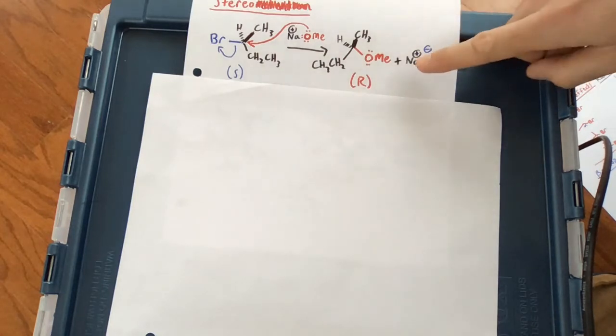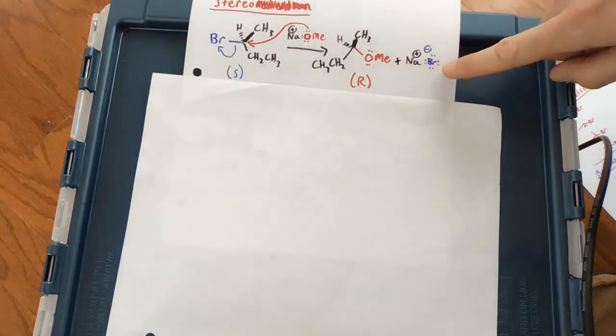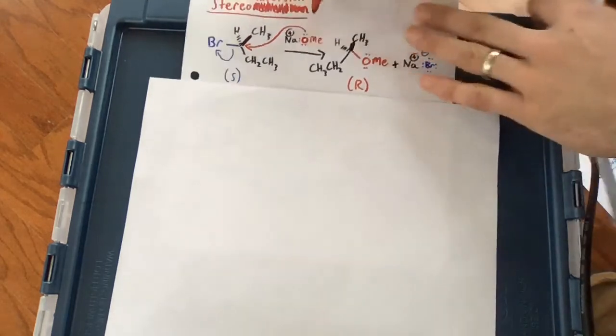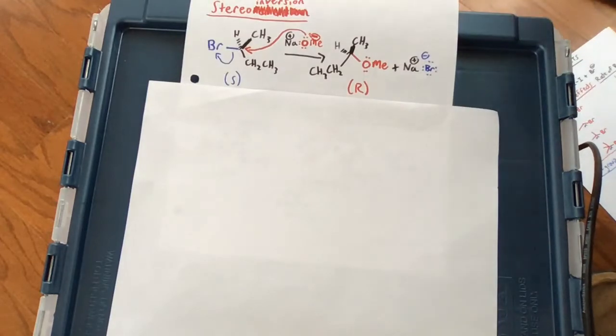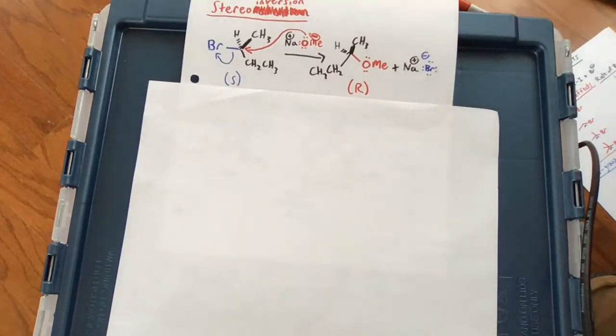In addition, please note that you have sodium bromide as a side product, and that the charges are overall conserved to be neutral in this reaction, because you have 1 plus, 1 minus that needs to be there. So I'll add that in now. 1 minus, there we go. And both sides are neutral.